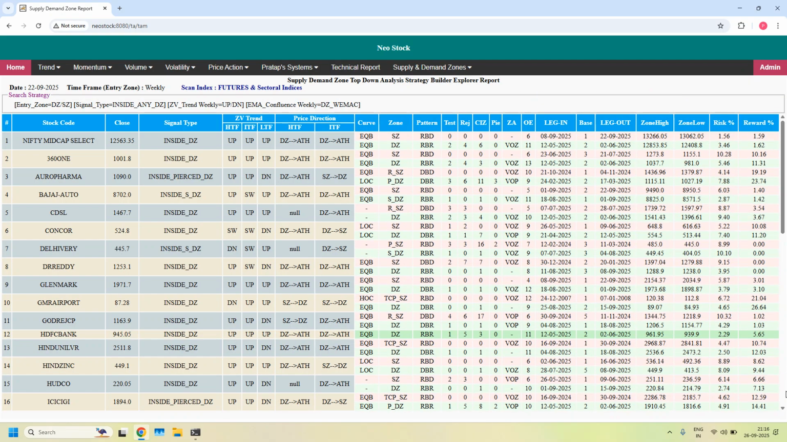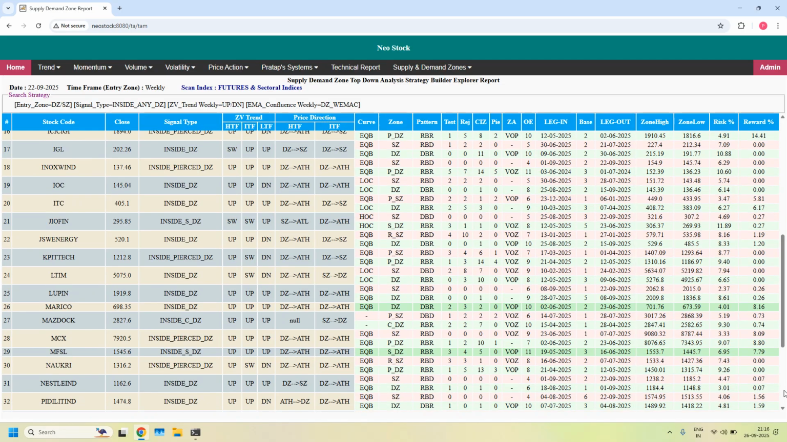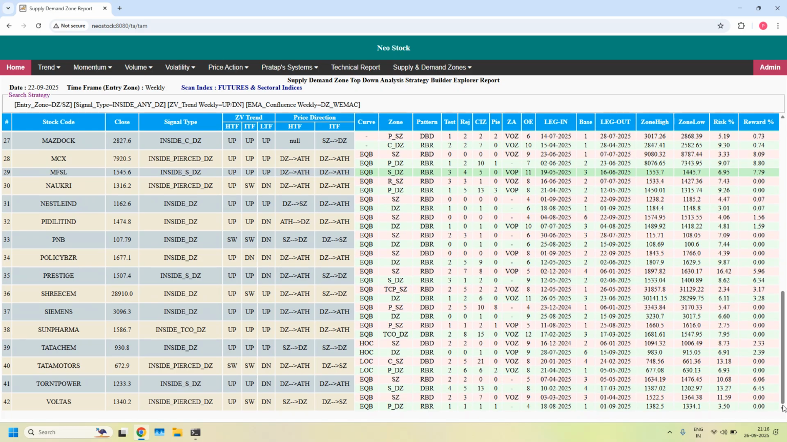Now the list is reduced. First 16 stocks in the list. Scrolling the list down. So total 42 stocks are filtered.